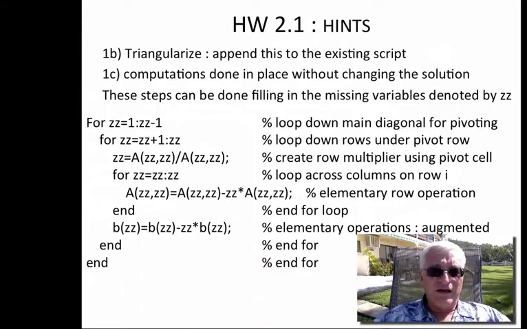Okay, and here is the rest of it. Very, very strong hints for you. You're supposed to triangularize matrix A, that's problem 1B, and 1C is making sure you do this so the computations are done in place and you're not adding or modifying or creating new vectors like B or creating a new matrix like A. You're just leaving them the way they are and changing the values in those two structures.